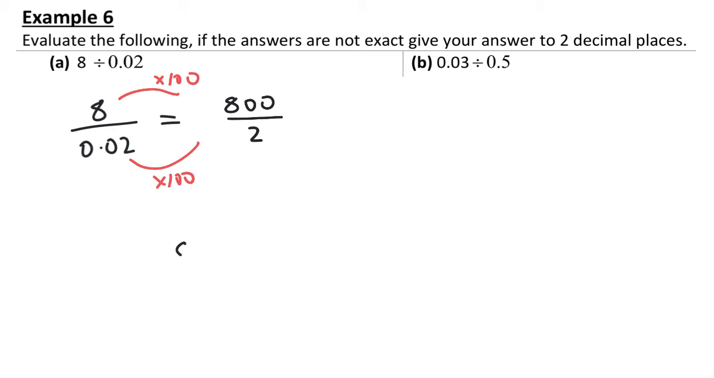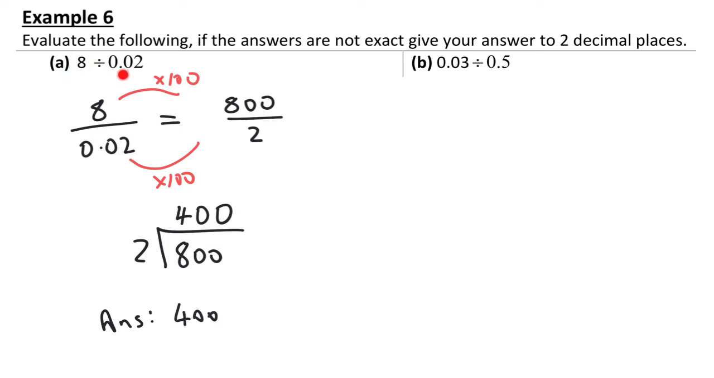800 over 2 means 800 divided by 2, so we're going to change it back into the division. 2 into 8 goes 4 times, 2 into 0 goes 0 times, and 2 into 0 goes 0 times. So the answer then is 400. Now this might seem like a really big number, especially whenever we started off with the number 8. But remember, what we're asking is how many 0.02s there are in 8. So that's what a division is. So whenever we're dividing by a decimal, the answer is always much bigger.